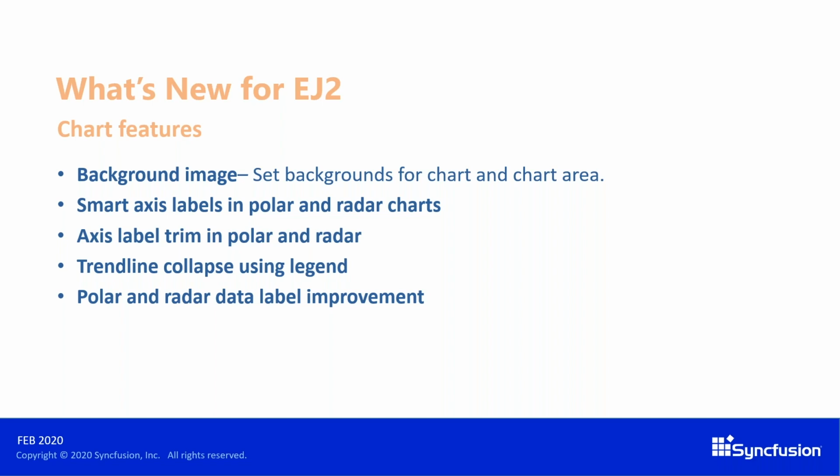The next set of features that I'd like to talk about is on the chart, and it has some enhancements this release, like background images. You can set background images. There is support for smart axis labels in Polar and Radar charts. You can also set axis label trim in Polar and Radar charts. You can also collapse the trend line using the legend. Earlier, we had only legend support for trend line. Now you can collapse the trend line by clicking on the legend. I'll show you a demo on this.